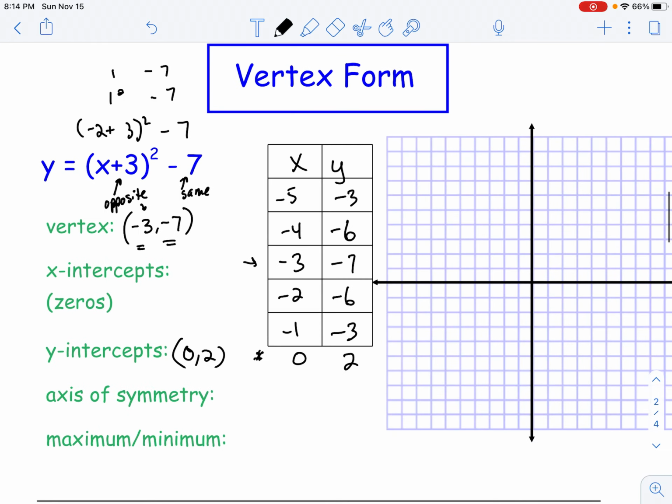So let's graph what we have so far. Negative 3, negative 7, negative 4, negative 6, negative 5, negative 3, and then negative 2, negative 6, negative 1, negative 3, 0, 2, and then it'll be nice and symmetric, so there'll be a 2 up there. So it's going to look something like this.